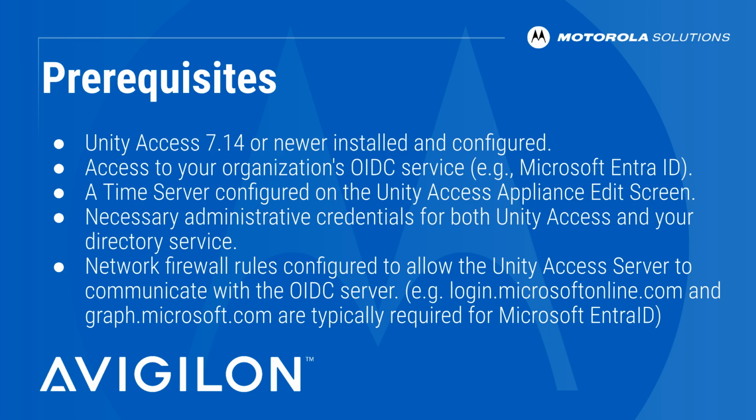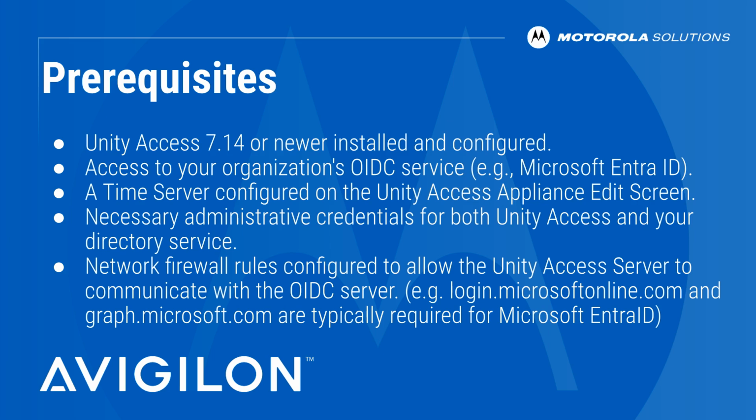First, you'll need Unity Access version 7.14 or newer, installed and properly configured. Second, you must have access to your organization's OIDC service. In our case, this will be Microsoft Entra ID. Third, a time server must be configured on your Unity Access appliance. This is critical for authentication processes. Fourth, you'll require necessary administrative credentials for both your Unity Access system and your directory service, Microsoft Entra ID in this context.